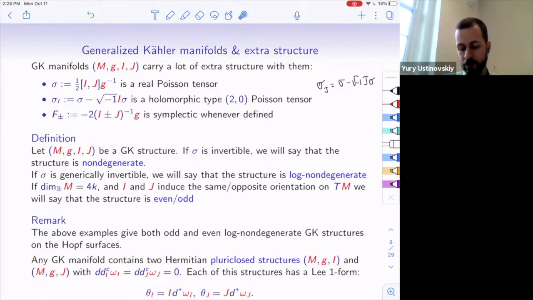So we saw notions of balanced manifolds today in the morning. For balanced manifolds, these are actually 0 because your omega is closed, but in general it is not. And in our case, it will not be balanced. Any questions so far?